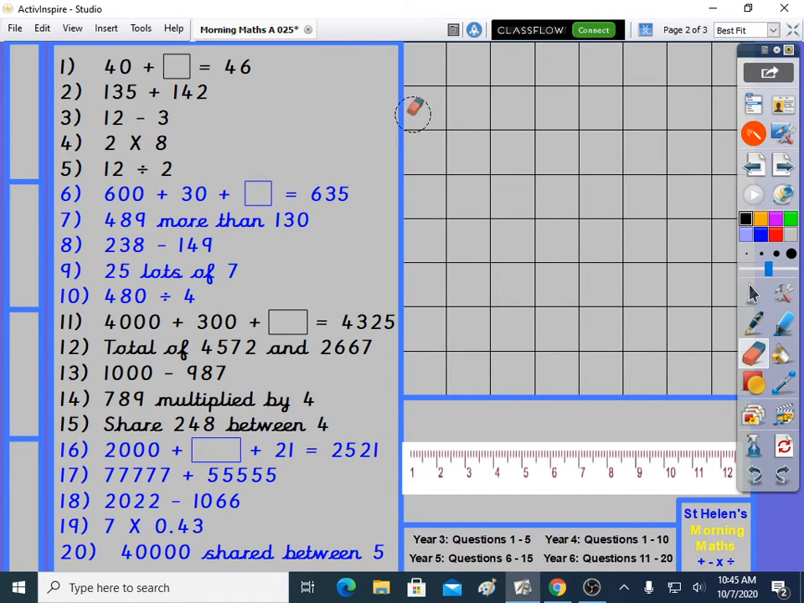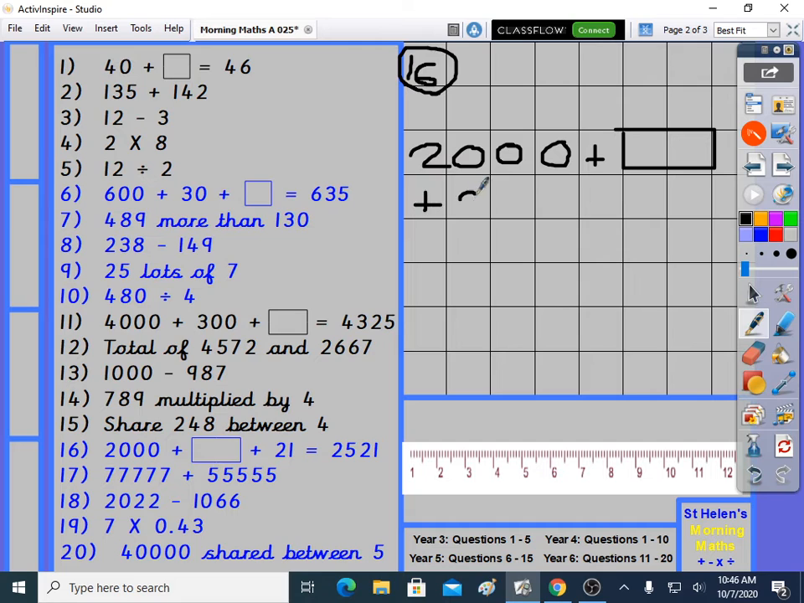Let's go on to question 16 for year 6. Nice and fast now. 2,000 plus something plus 21 equals 2,521. Well, what's missing is the 500, isn't it? In the missing box, we'll go 500.